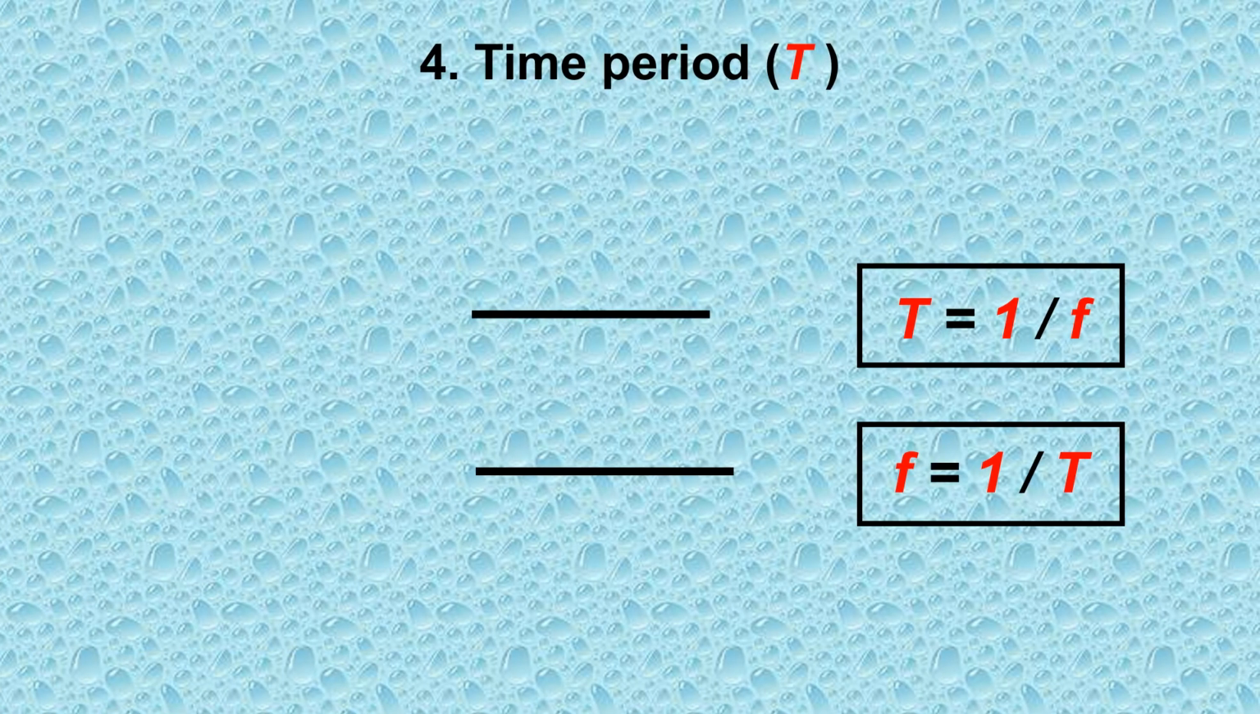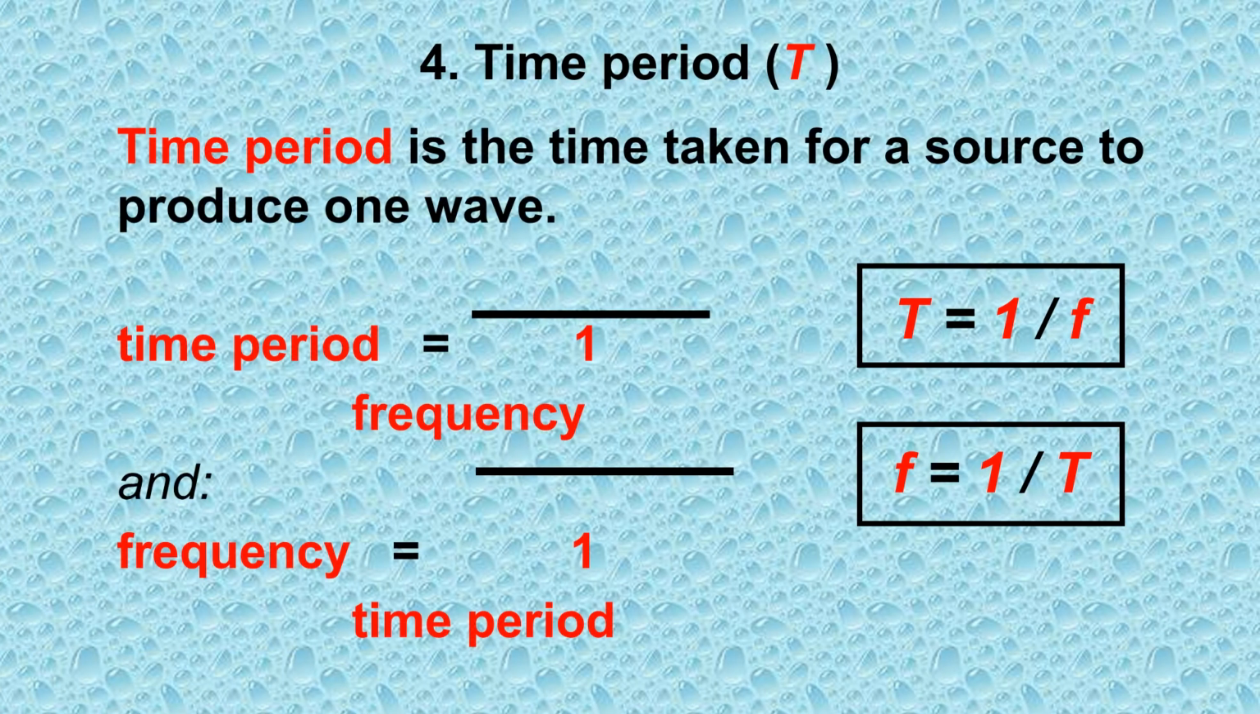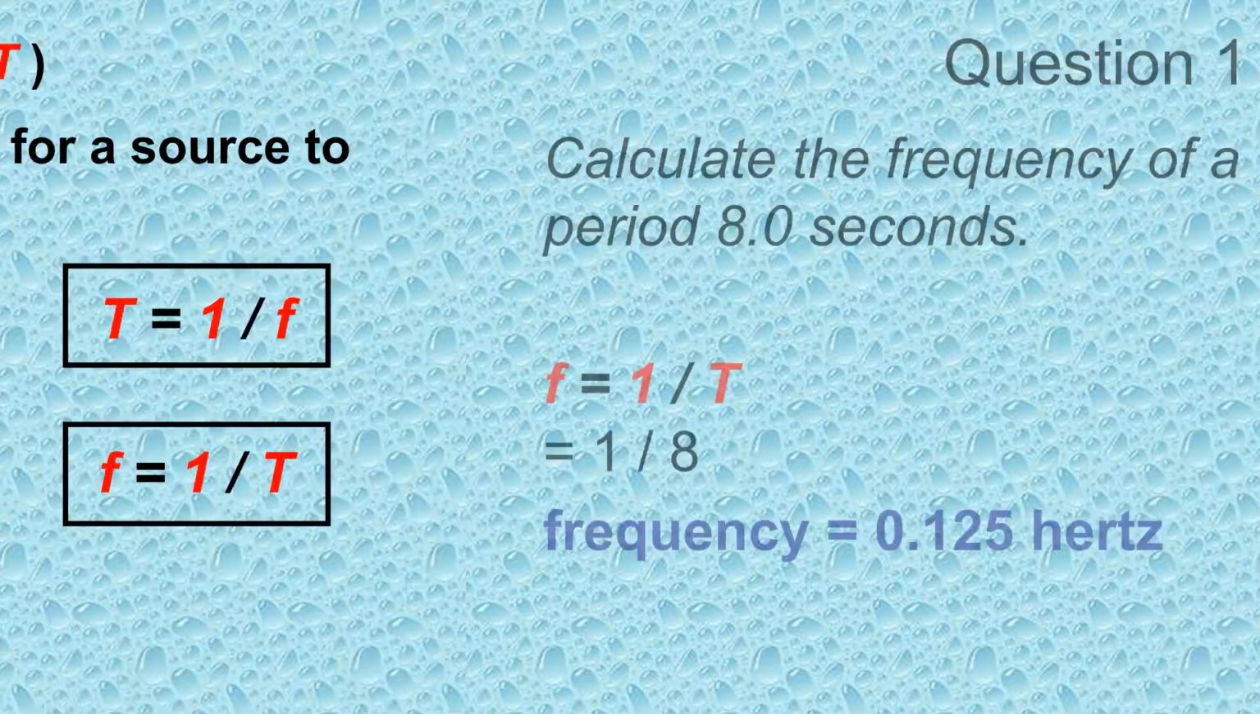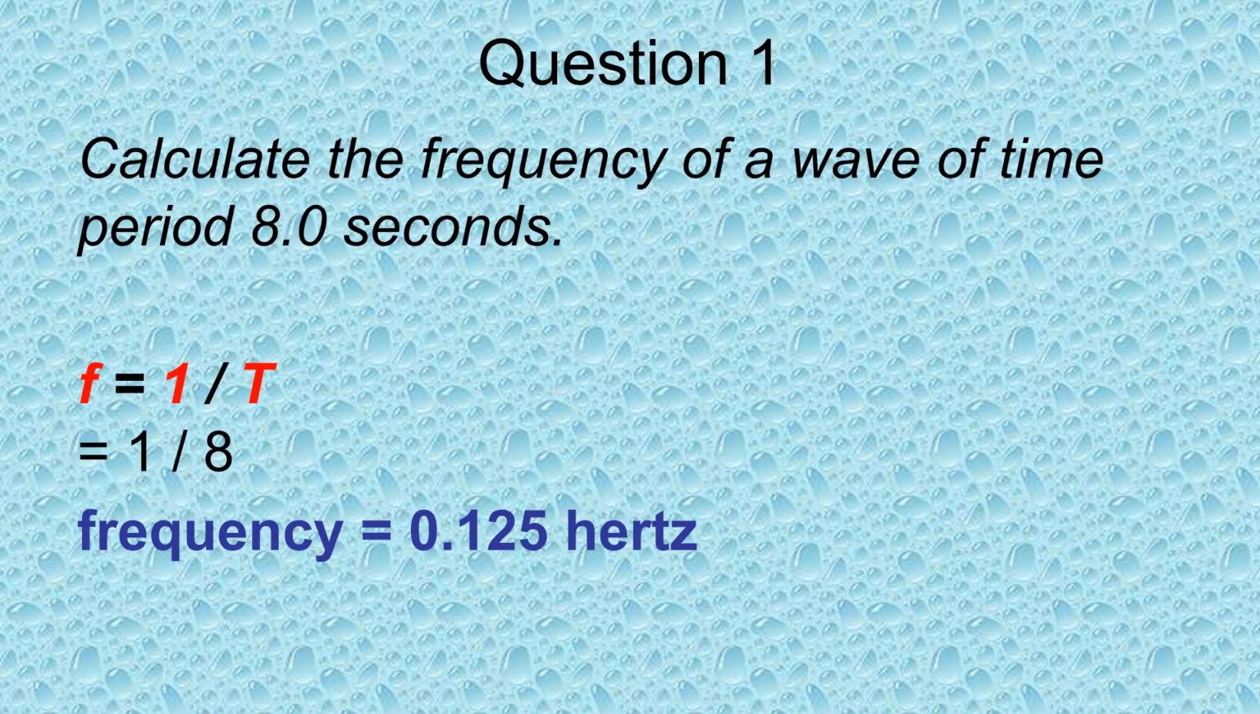Time period, represented by T, is the time taken for a source to produce one wave. The time period is equal to 1 divided by the frequency, and the frequency is equal to 1 divided by the time period. To calculate the frequency of a wave with a time period of 8.0 seconds, we use the formula frequency equals 1 divided by time period. Dividing 1 by 8 gives a frequency of 0.125 Hertz.